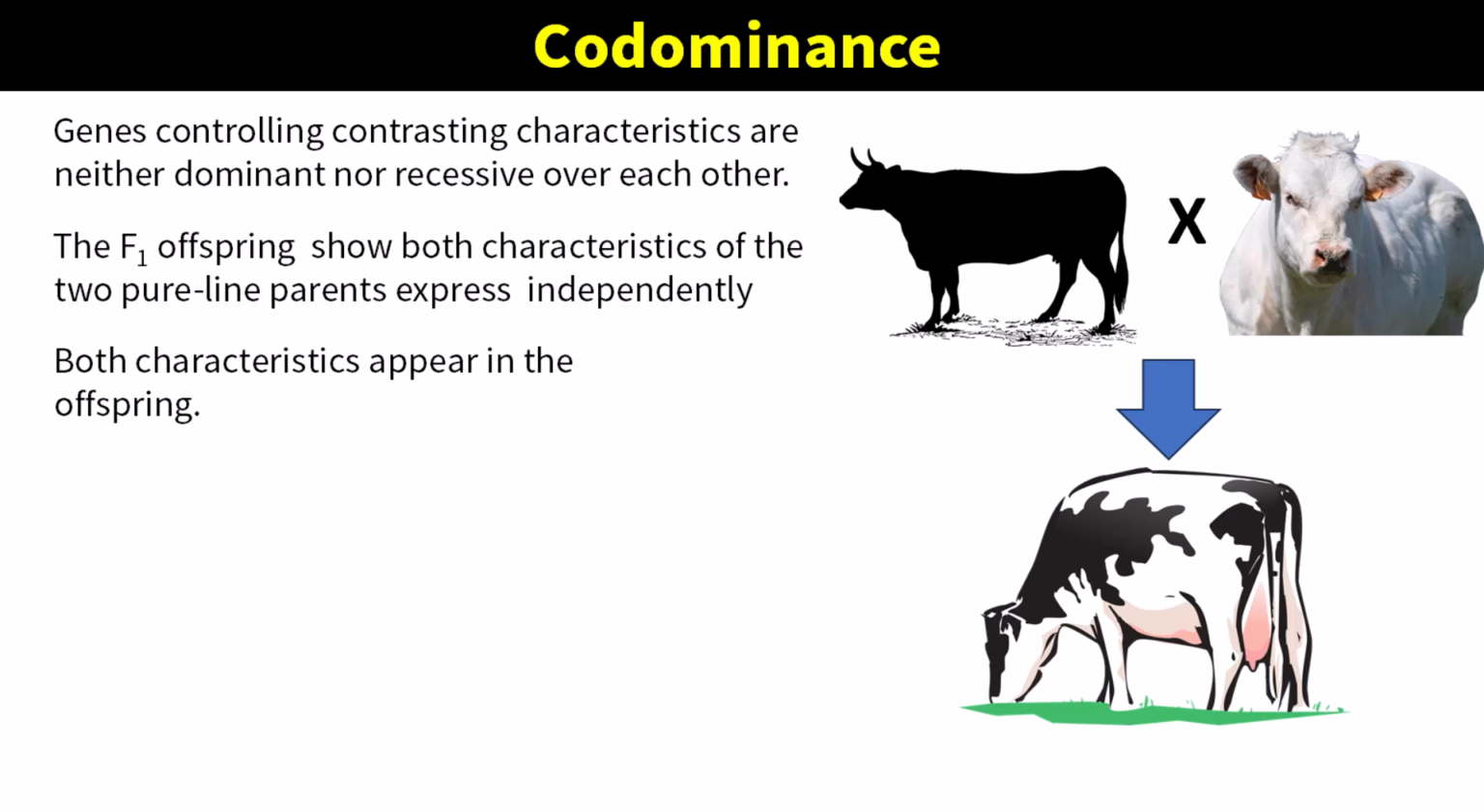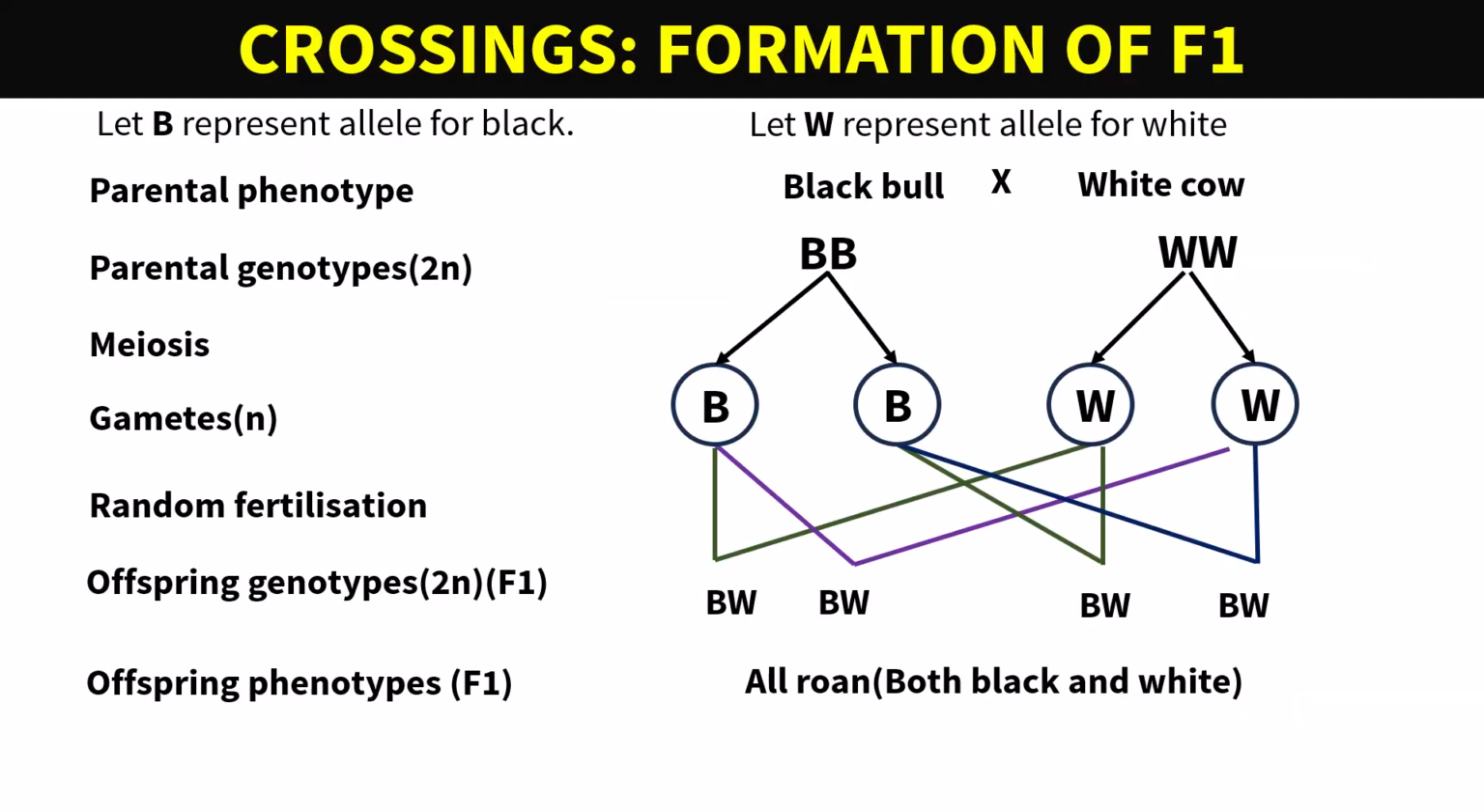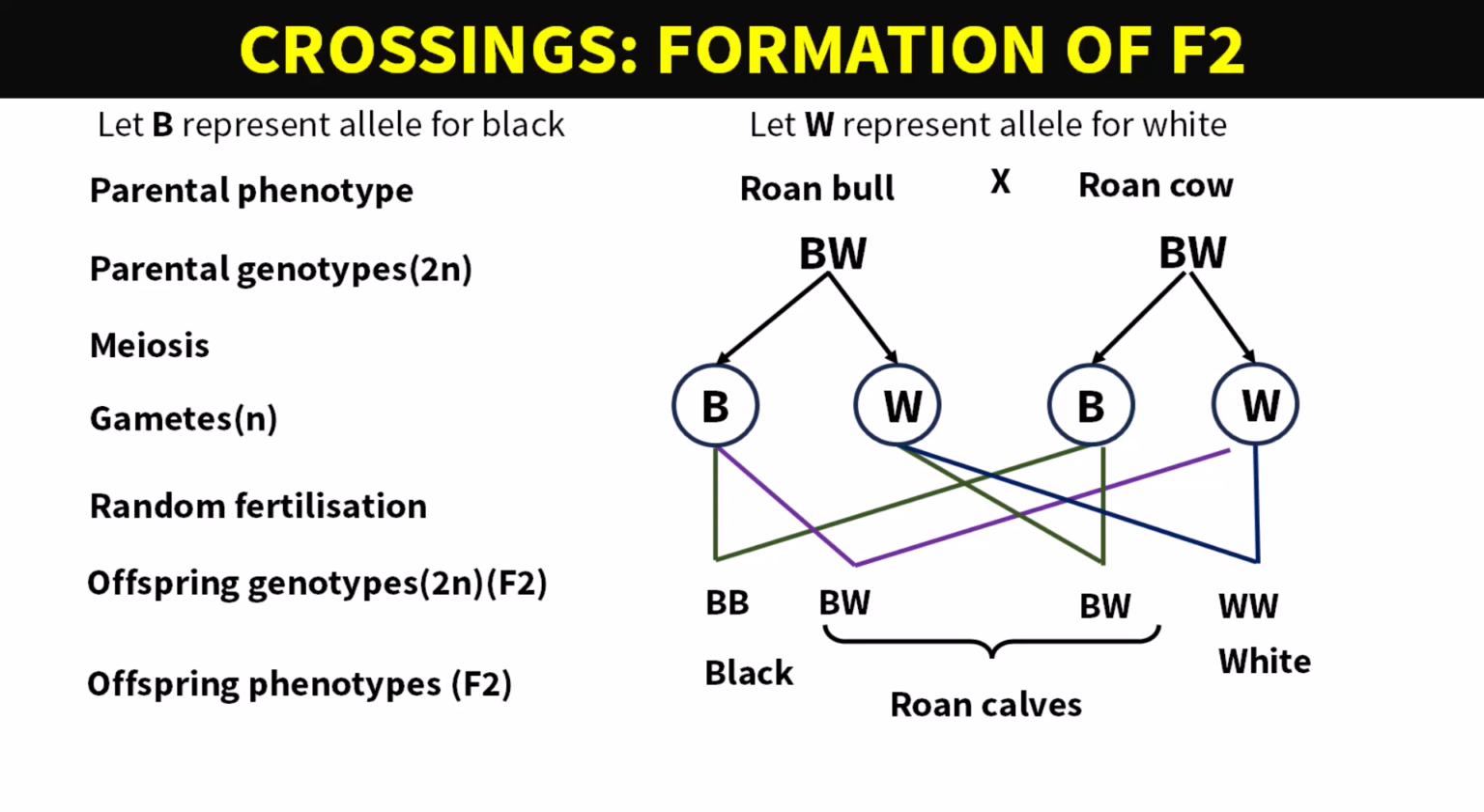The genetic crosses of codominance are treated like those of incomplete dominance, where the two genes are represented with capital letters of different kinds. Examples include AB blood groups and sickle cell anemia. Watch my lesson on sickle cell. Black bull with a white cow, all the calves are roan, with both white and black patches, F2 generation.